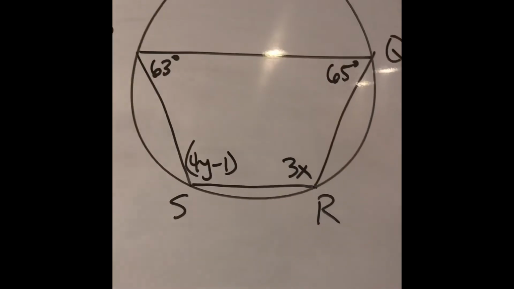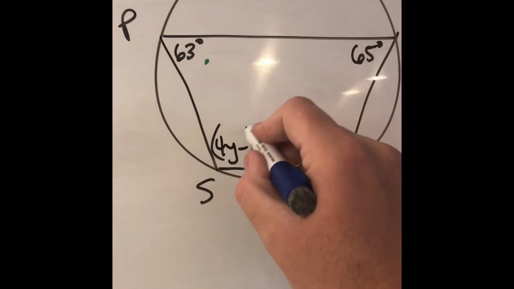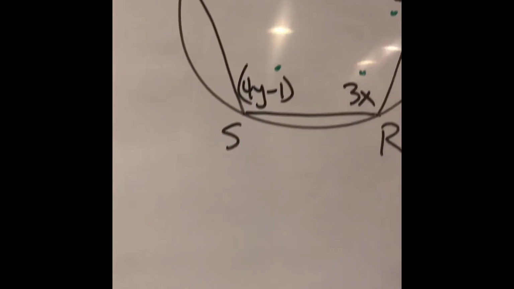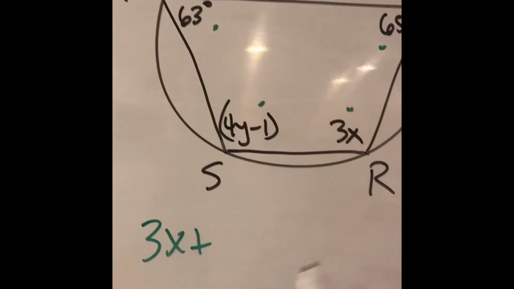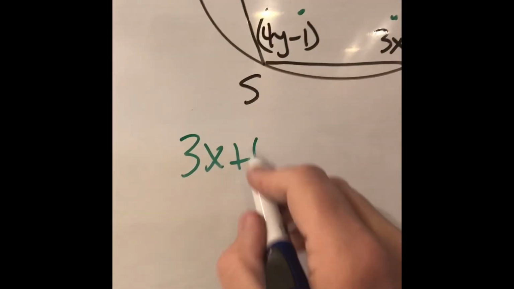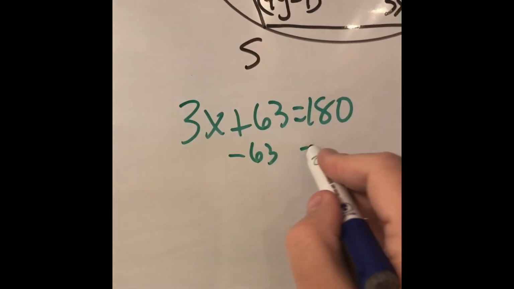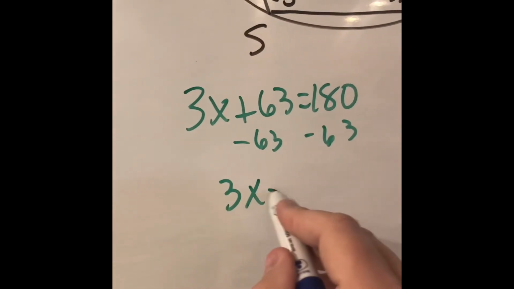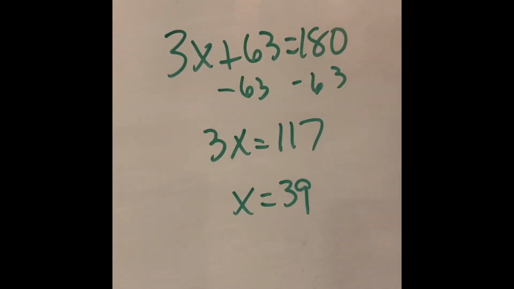Same thing's going on here for number 19. These two angles are supplementary. These two angles are supplementary. So we have two equations. We're going to go 3x plus 63 is 180. Let's just solve that. We're going to subtract 63 from both sides. 3x is 117. So x is going to be 39.